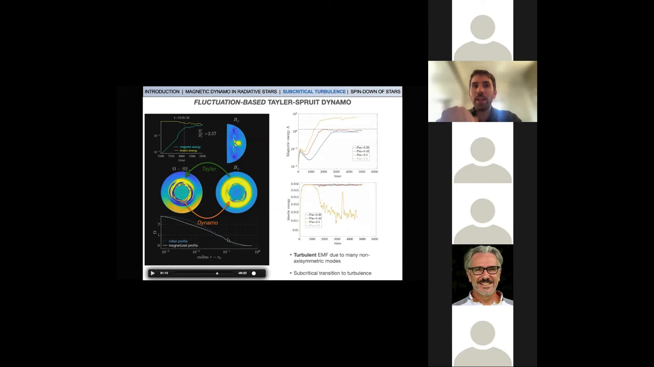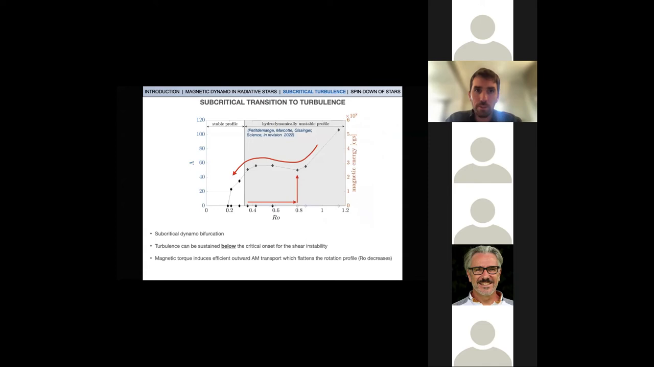This is very similar to what was predicted 20 years ago, which is called the Tayler-Spruit dynamo. But somehow that's the first time that we are able to observe it in a simulation. And it's quite surprising. There are several things which are very different from what was predicted. For example, the turbulent structures are not the same. The location of the instability is in the equatorial plane while it was predicted at the polar region, and so on. So there are some interesting surprises.